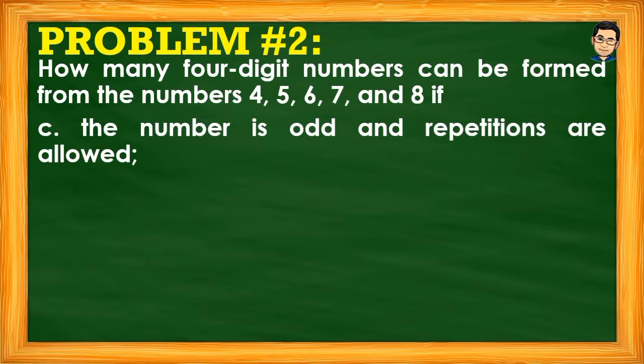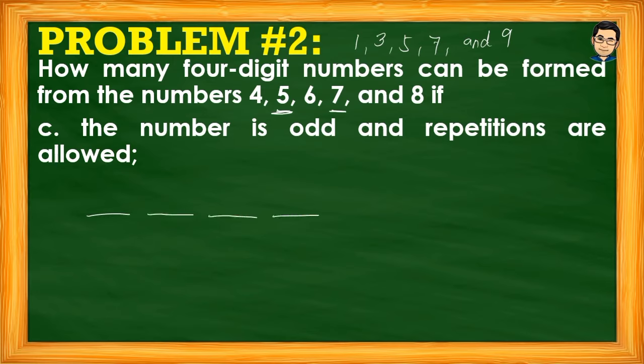So, let's have letter C. So, the number is an odd and repetitions are allowed. Okay. So, dito naman po, ang hinahanap po natin yung odd numbers. So, bilang ng 4-digit numbers na odd and then yung mga numbers, pwede po silang umulit. So, yung odd numbers, ito naman yung mga numbers na nag-e-end sa 1, 3, 5, 7, and 9. So, based po sa ating mga numbers, so 5 and 7 lang po yung mga odd numbers. So, drawing natin, sulat natin yung apat na blanco.